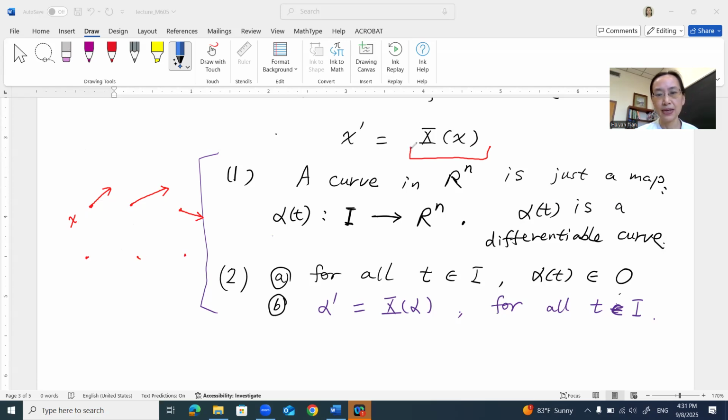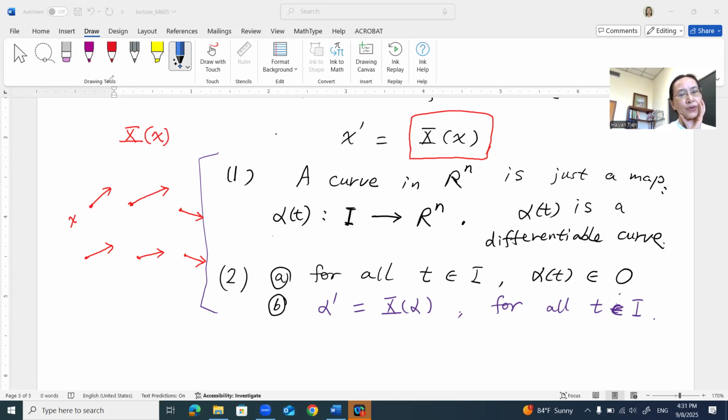Based on the capital X, this mapping, we will get a new vector indicating the length and direction of capital X. For example, it could be something like this. Those vectors I put are the capital X at each possible point, lowercase x.